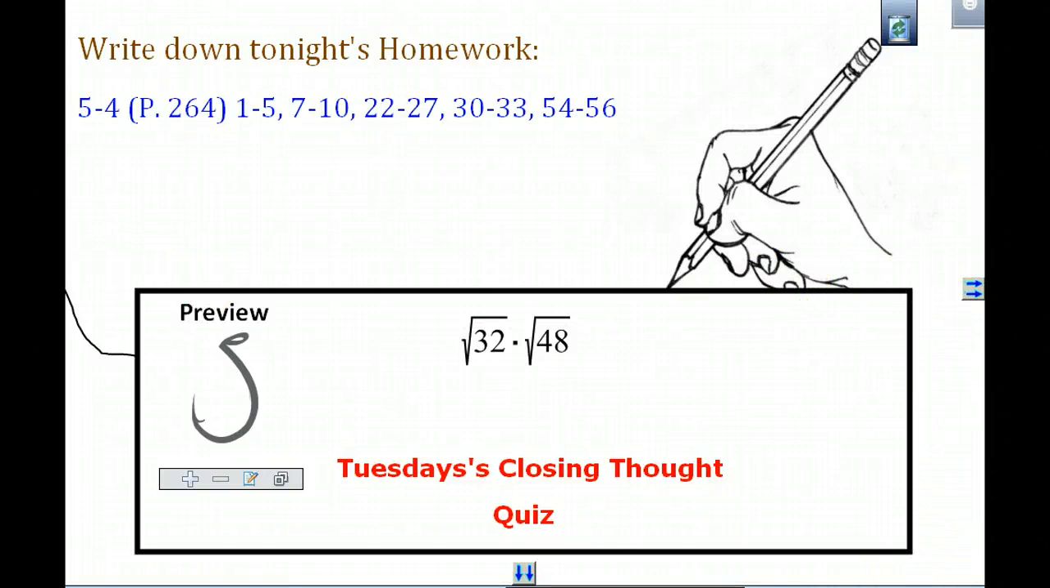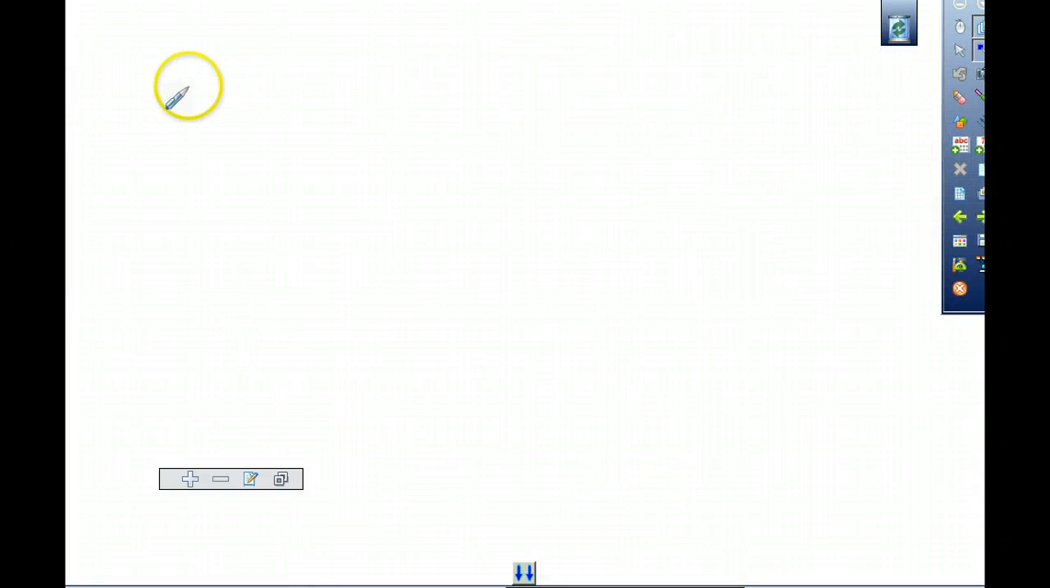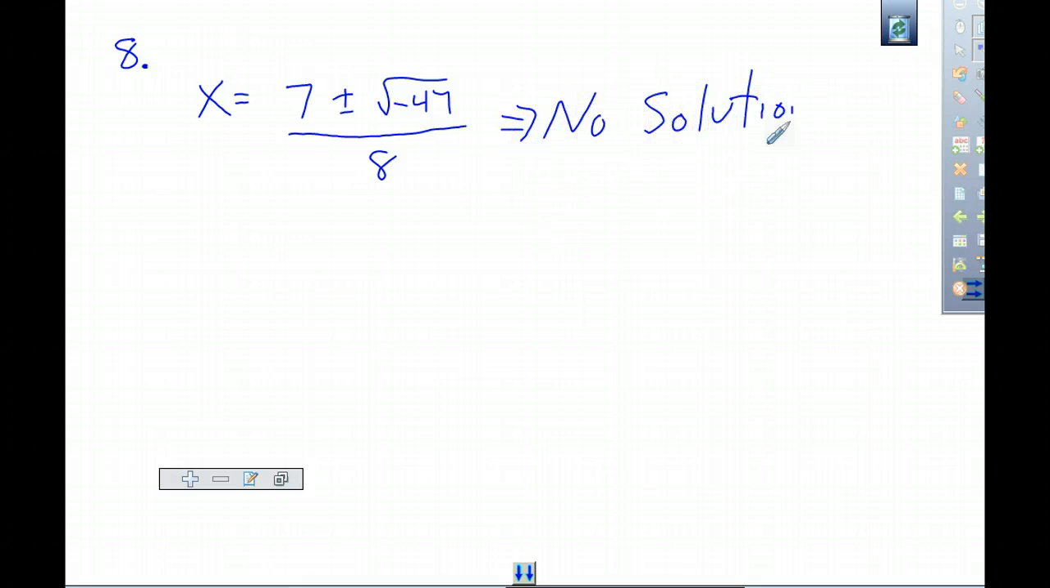Let me give you a big picture of what we're going to be doing today for this assignment, 5-4. We're going to take number 8 from what you just did on homework last night, and it came out to 7 plus or minus root negative 47 all over 8. Up to this point, when you get something like this, you say the answer is no solution, because you can't take the square root of a negative. This is what you guys said in Algebra 1.